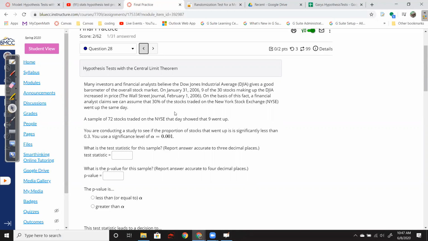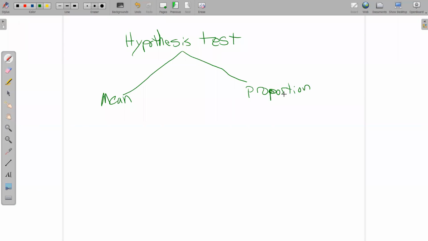If it's not clearly stating that, I gotta kind of figure out, did they add up a bunch of numbers and divide by how many, or did they just divide two numbers to get a percentage? And here they divided two numbers to get a percentage. So this is a proportion. So looking at this problem, I say, okay, I'm using a proportion. If I'm using a proportion, then I have to figure out what the null hypothesis is and the alternative hypothesis.